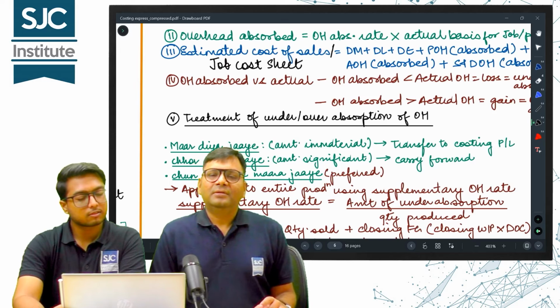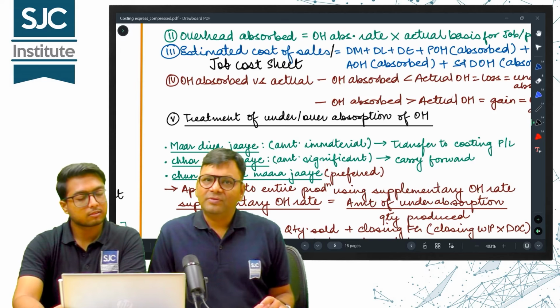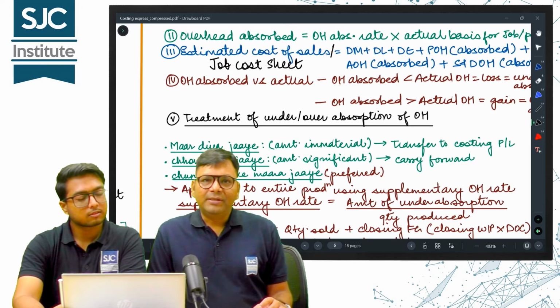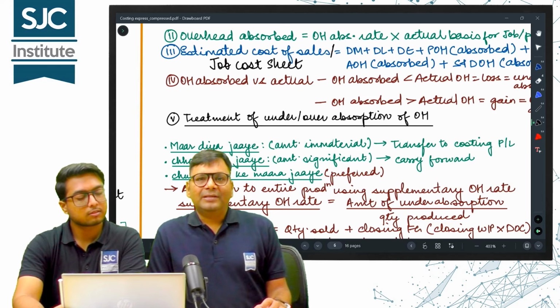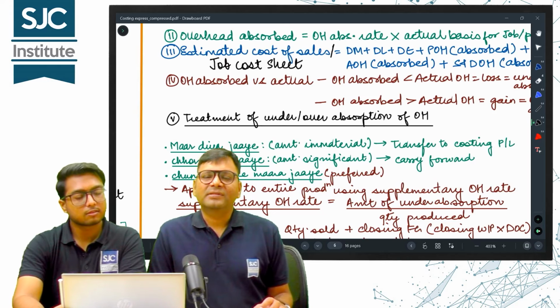Then you will subtract any under absorption due to faulty planning, which will go again to costing PL. The net amount of under absorption would be distributed using any of these three steps. If in question nothing is mentioned, always write about all the three steps.